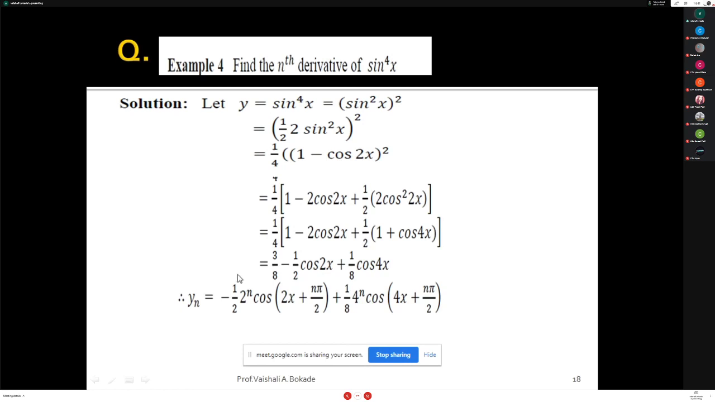When taking the nth derivative of these terms, we know that for the constant term the nth derivative is 0. For cos 2x and cos 4x, apply the cos of ax plus b formula. For cos 2x, a is equal to 2, and for cos 4x, a is equal to 4. So we get 2 raised to n cos of 2x plus n pi by 2, and for the last term 4 raised to n cos of 4x plus n pi by 2. That is how I proceed. Any doubt here, students? Any doubt here?